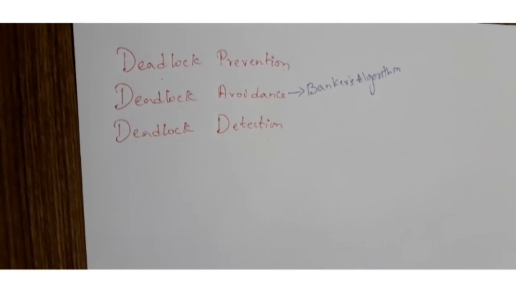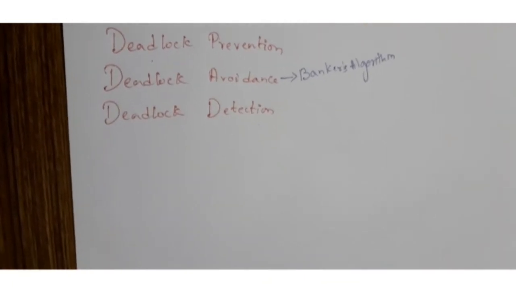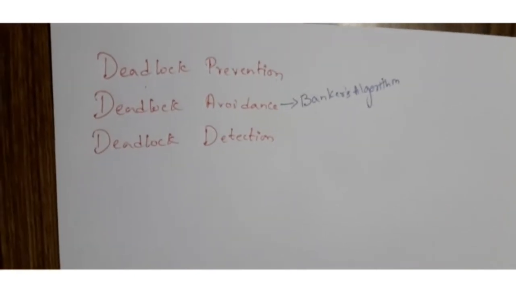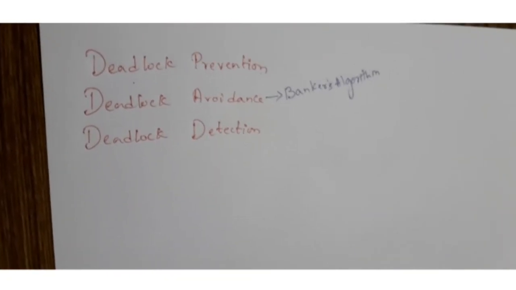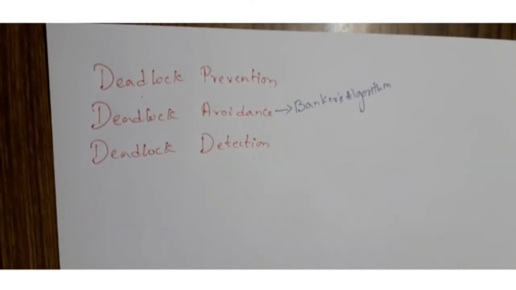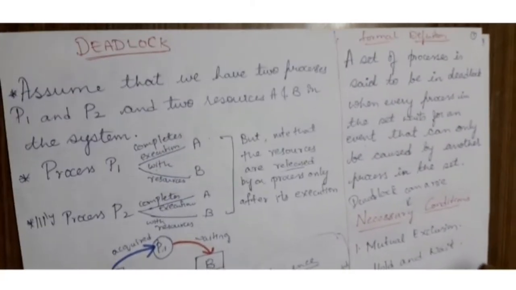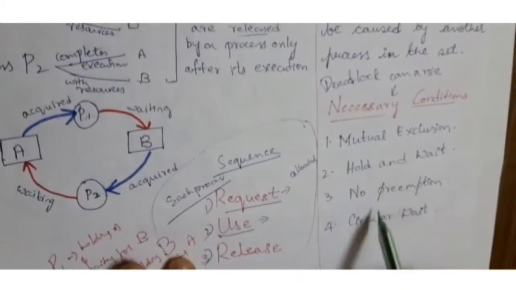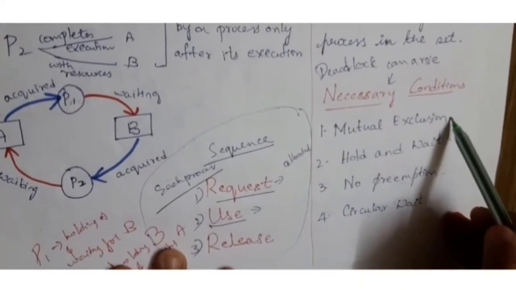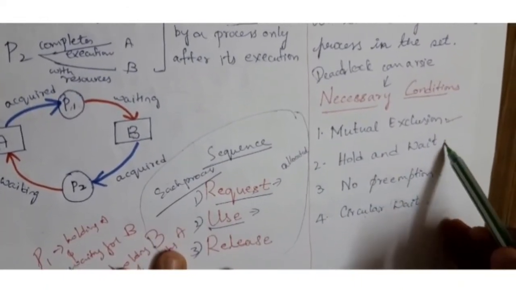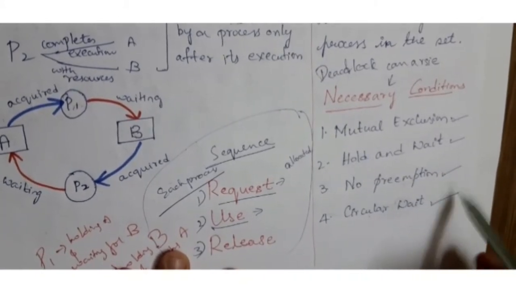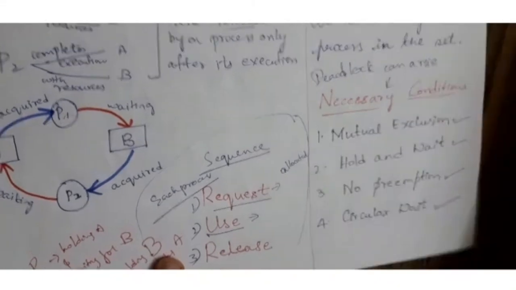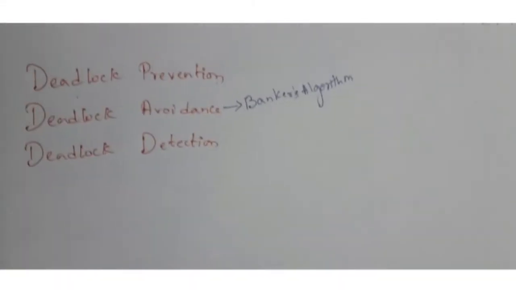Now we will be discussing deadlock prevention. As you are aware, for a deadlock to occur, there are 4 necessary conditions. The first one is mutual exclusion, the second is hold and wait, the third is no preemption, and the last one is the circular wait condition. These 4 conditions must be met.